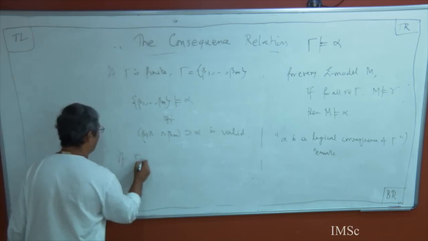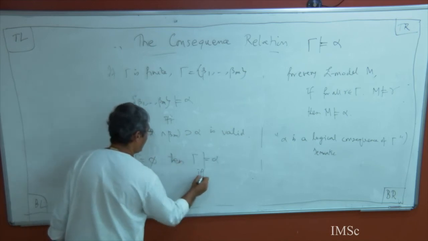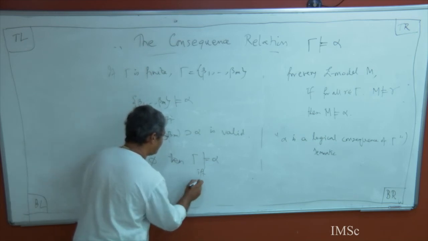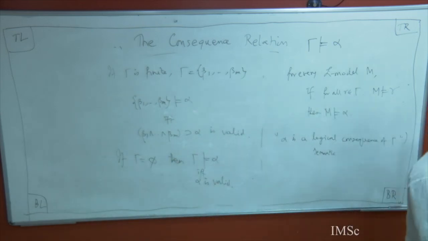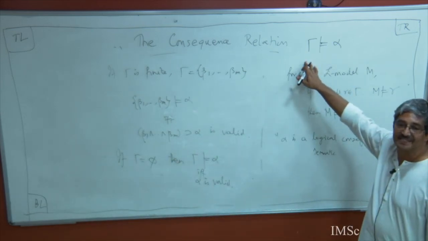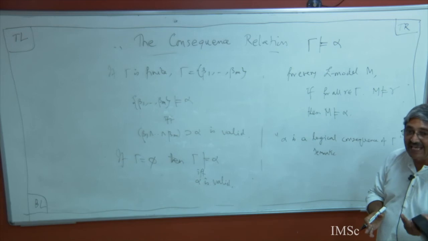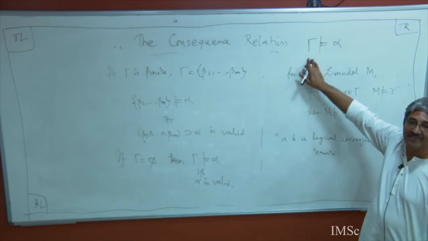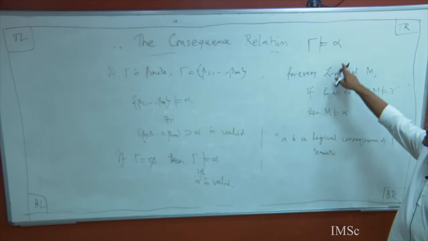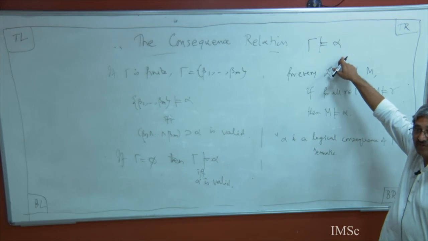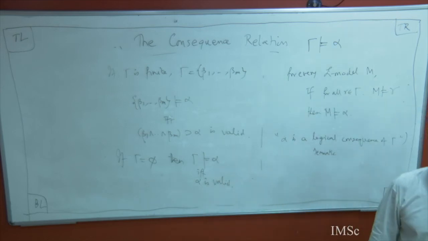So, let me remind you, if gamma is empty, what does it mean to say alpha is a consequence of the empty set of assumptions? Well, what does the definition say? It says take any model M, if it satisfies everything on the left hand side, well, then that applies vacuously, therefore we must check that M satisfies alpha, right? So that is the same as saying alpha is true in every model M.